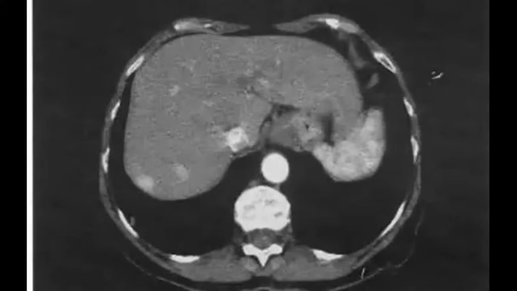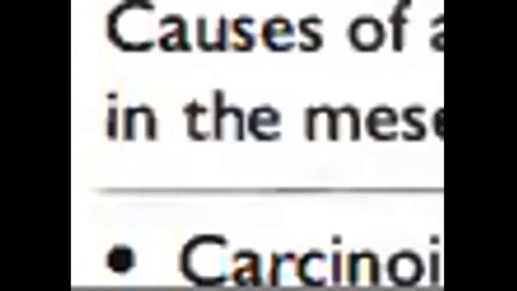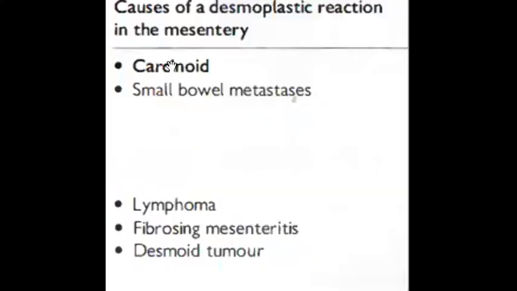Okay, so let's see this table about the causes of the desmoplastic reaction in the mesentery. The first one will be the carcinoid, as you mentioned, small bowel metastasis. As Nermeen told us, lymphoma. Yes, I agree with you. Fibrosing mesenteritis and desmoid tumor.